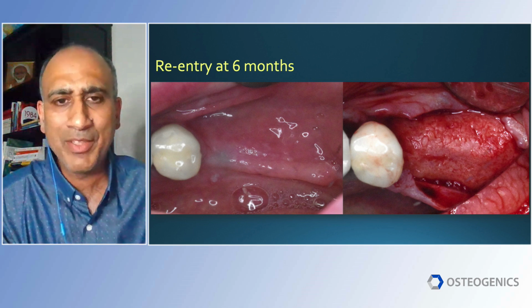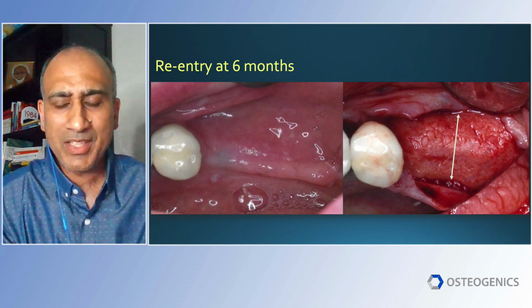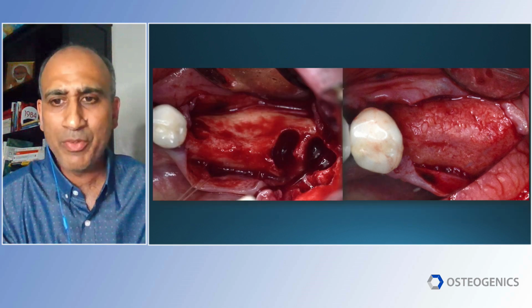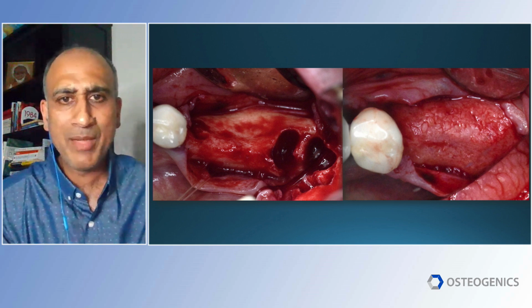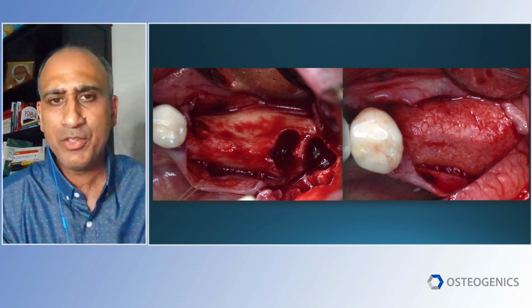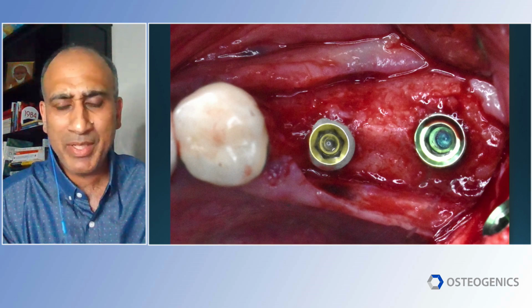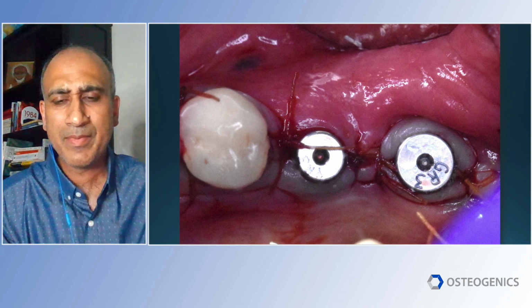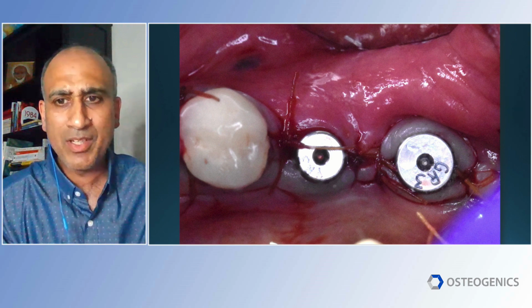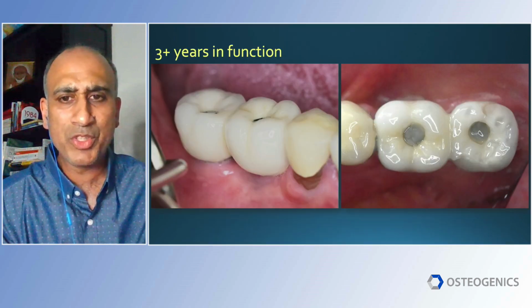I would never know that grafting was done if I hadn't done the grafting myself. We place a couple of implants in this bone that we've created, and again, appreciate how much bone we've been able to regenerate from the pre-op to the re-entry. Implants get placed with a nice buccal bone shelf. We put healing abutments on, close up, and then ultimately these implants get restored.